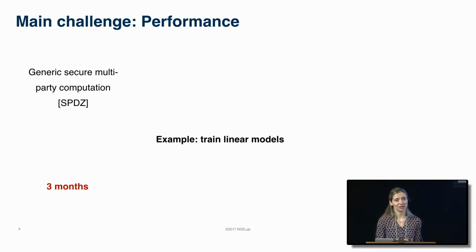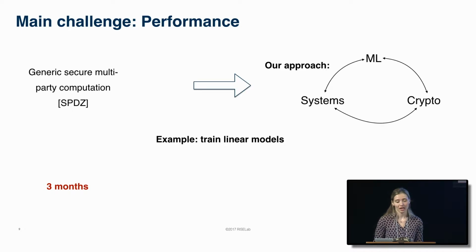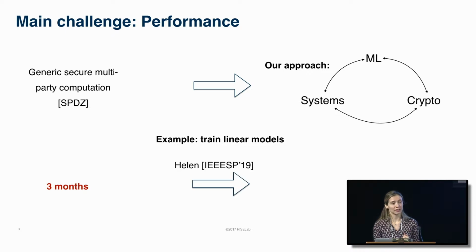Instead, our approach in the RISELab is to really take advantage of our strengths in the 3 areas of systems, machine learning, and cryptography, and co-design them together to improve performance by orders of magnitude. For example, we choose a better machine learning formulation that fits the cryptography better. We design tailored cryptography, and then the system planners and compilers to exploit the cryptography. For example, this year we had a paper called Helen, which can train linear models in much less time. For the same data set and the same security level, it improved by almost 3 orders of magnitude.